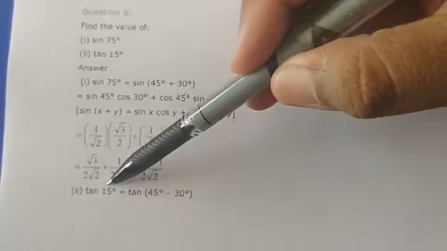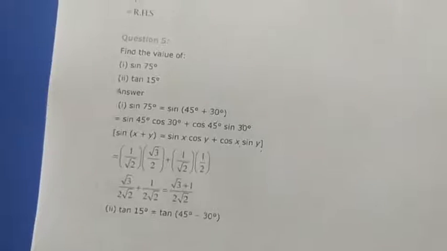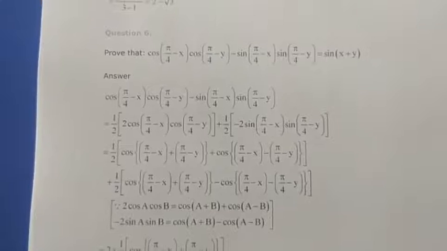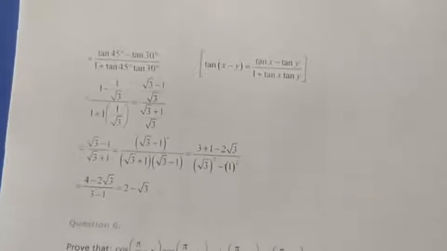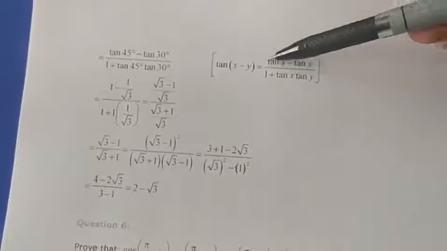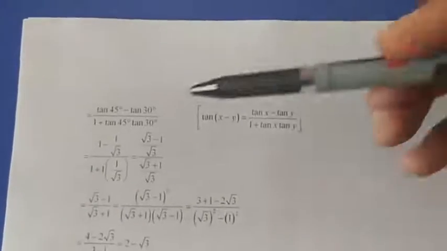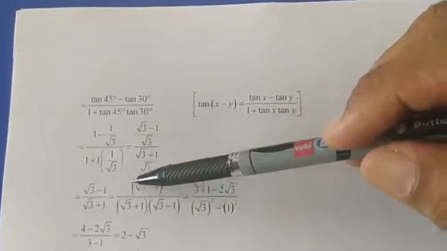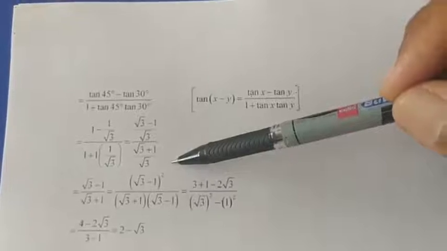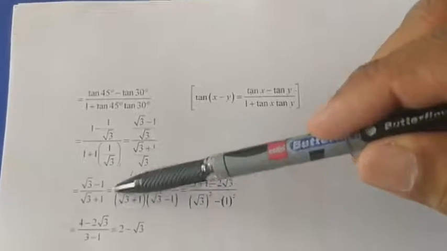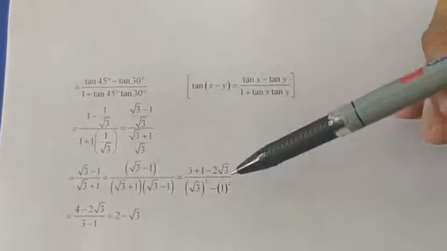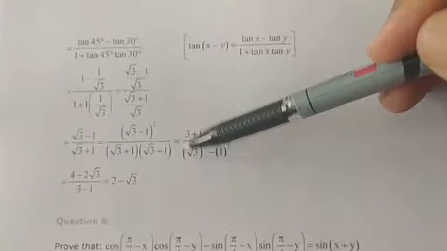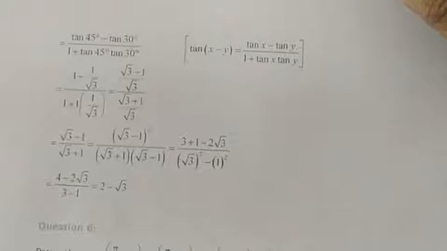Similarly, tan 15 will be tangent of 45 minus 30. So tan A minus tan B: the formula is tan A minus tan B by 1 plus tan A tan B. You will put the values: 1 minus 1 by root 3 over 1 plus 1 by root 3. Right? Just take the LCM and do the rationalization. After rationalization, you will get 2 minus root 3. That is the value of tangent 15. Right? Similarly, for the other questions, you must know the formulas.